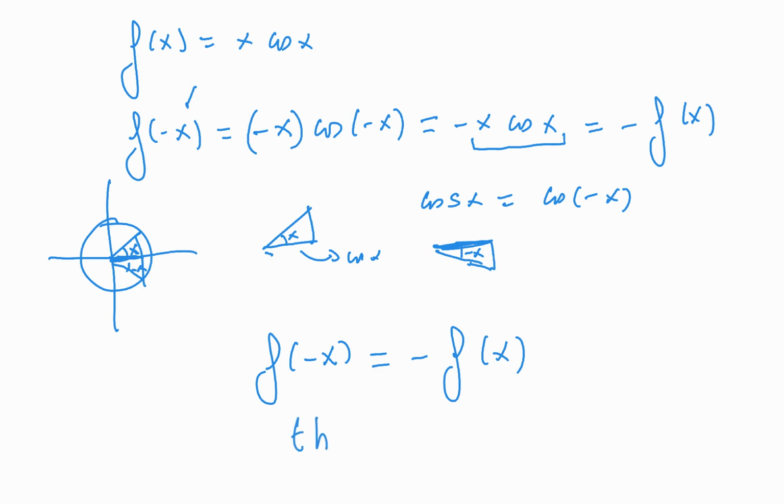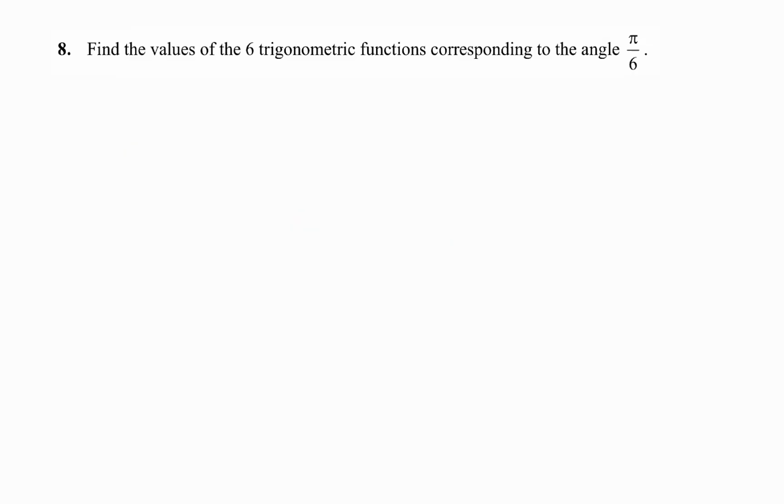So we write this function is odd. Let's go to the next problem. This problem says find the 6 trigonometric functions. Find the 6 trigonometric functions corresponding to the angle pi divided by 6.